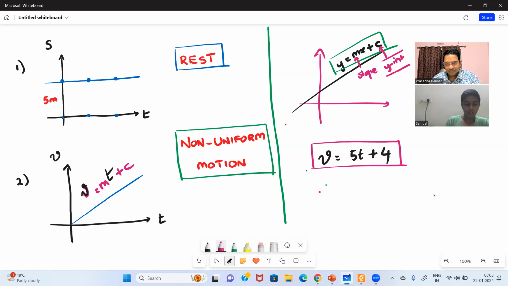So once you differentiate it, you get 5 actually. 5. Correct. So what can you say about this motion? It's in uniform motion. Sorry? Come again.